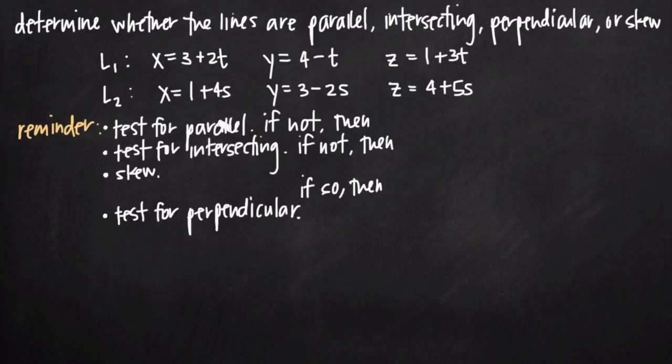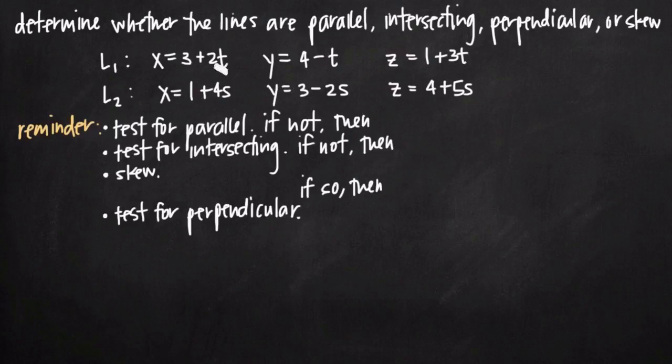So the first thing we want to do, test for parallel. I'm going to show you how to test for each of these things, but the way that we're going to test for parallel, we're going to take the coefficient values on our parameters, which are also called our direction numbers. We're going to take the ratio of each and set those equal to each other and see if our equation holds true. So here's what we mean by that.